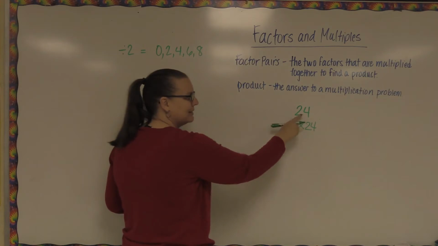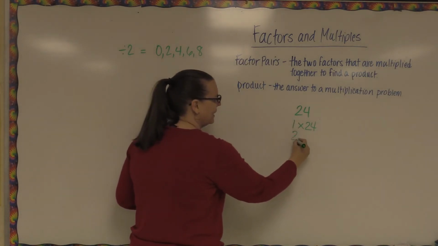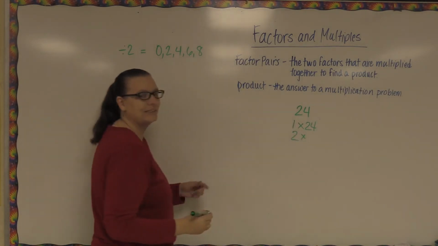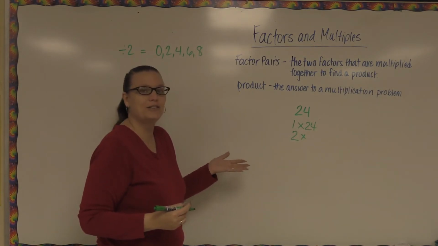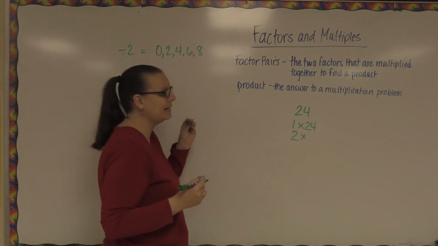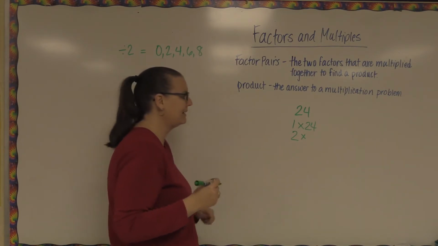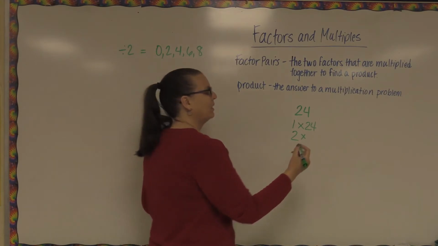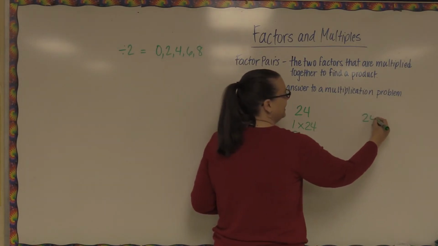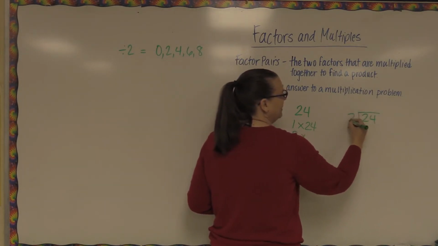Well, this number ends in an even number, so I know that I can multiply 2 times something to get 24. Some of you are more familiar with our multiplication chart than others, and you may already have that answer in your head. If you do, great, you can write that down. If not, you can go ahead and do a division problem to help you find out. You can take the number 24 and divide it by 2.